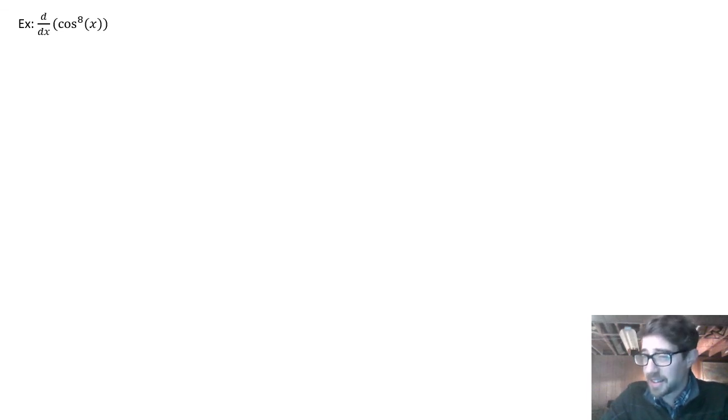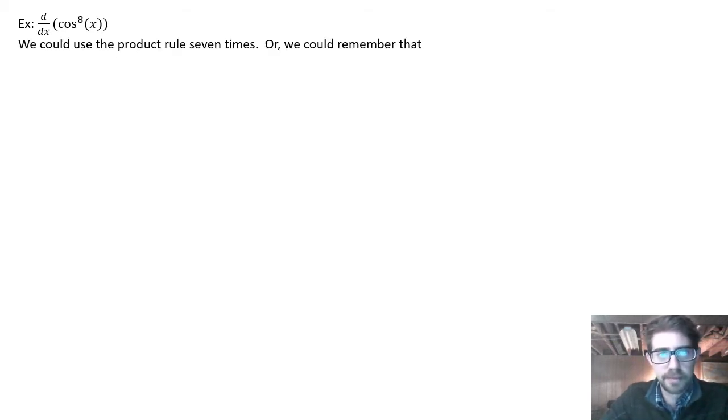Sometimes it's not as clear what the outer function and the inner function are. So if we have something like cosine to the 8th, it's always good to remember what that really means and then to rewrite it that way as well. Right, this is cosine times itself 8 times, so we could just use the product rule. We've used the product rule more than once. We could use it 7 times, but we don't want to.